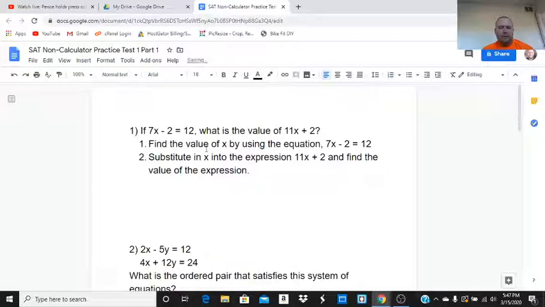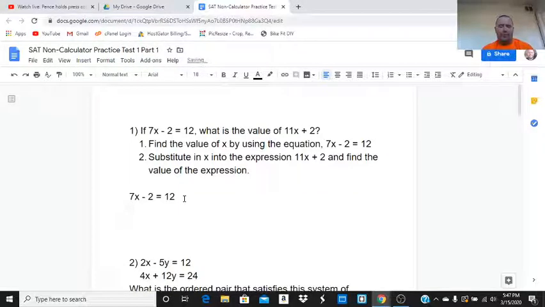So first, we're going to start with 7x minus 2 equals 12. So we want to solve for x. Our first thing we want to do is get rid of this minus 2 here. We want to get x by itself, just one x by itself. So we are going to add 2 to both sides. So I'm going to get 7x equals 14. And you may be asking, why do you add 2 to both sides? Well, you have to keep both sides of the equation balanced. What you do to one side of the equation, you have to do to the other. So keep that in mind.